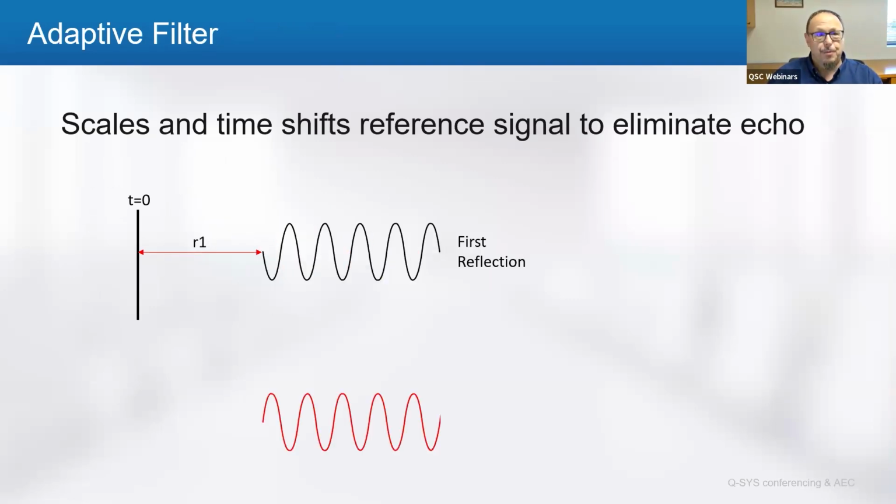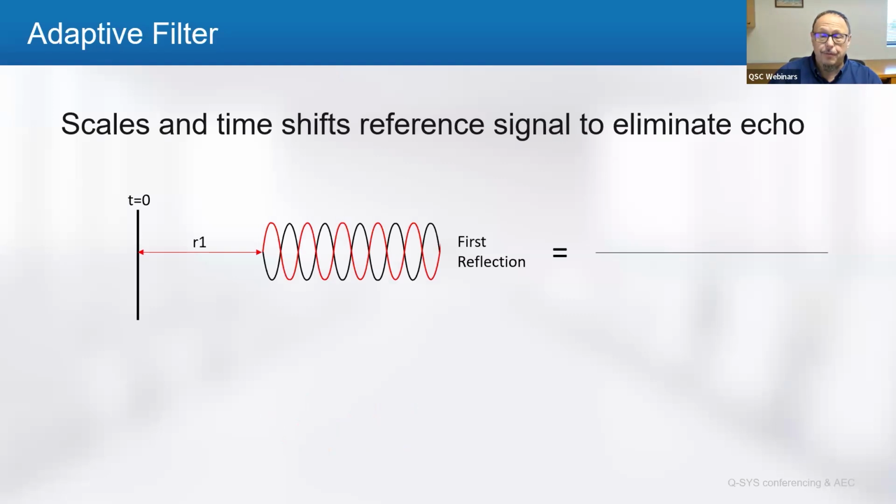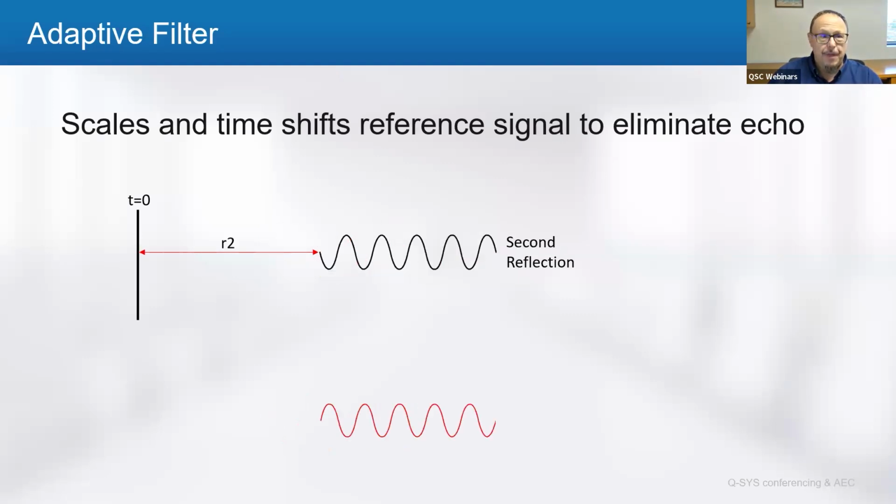So it's going to now scale it, time shift it out a few more milliseconds, and it's going to now cancel the second, or the first reflection. And then we would go down and do the same thing when we get to the third and the next reflection.